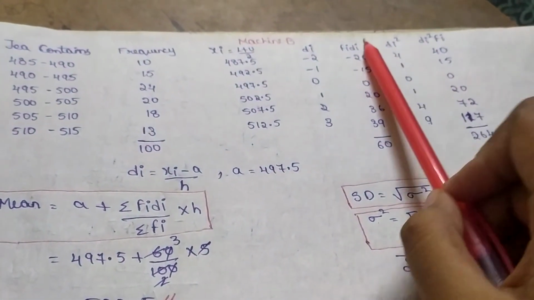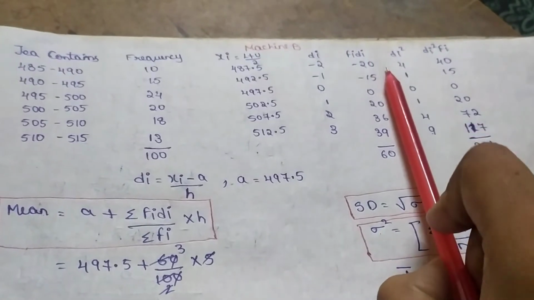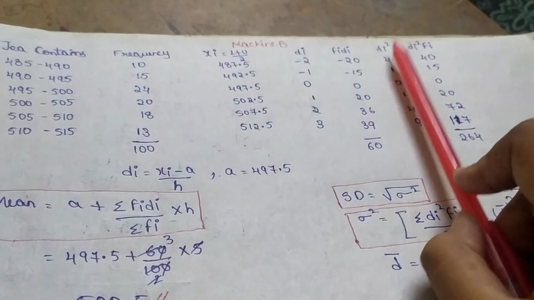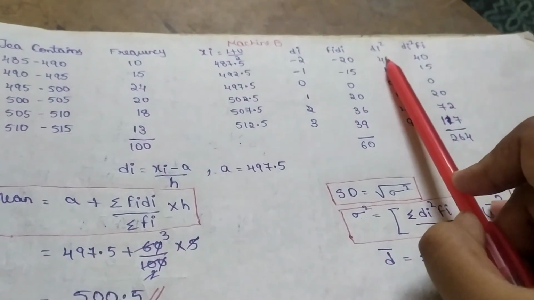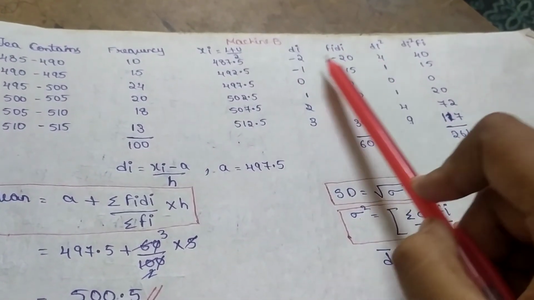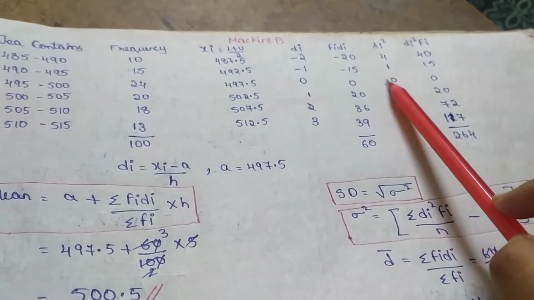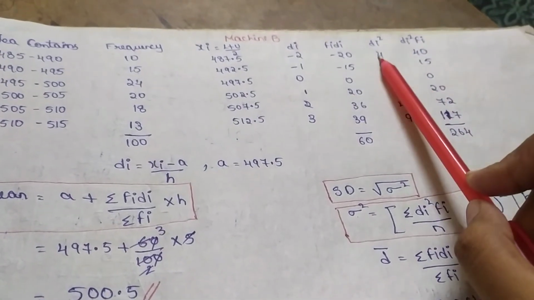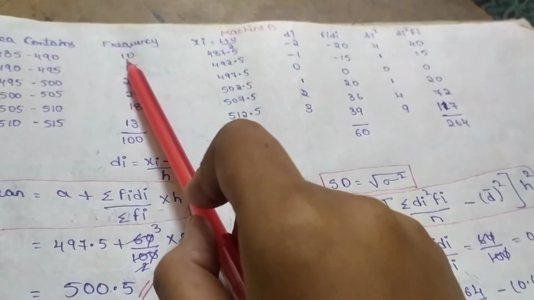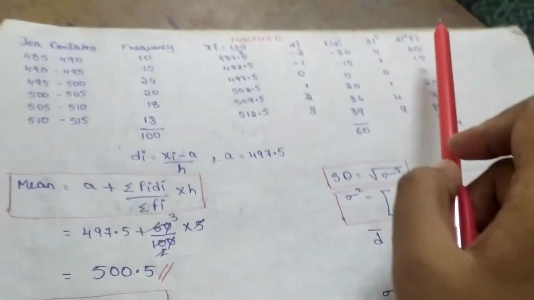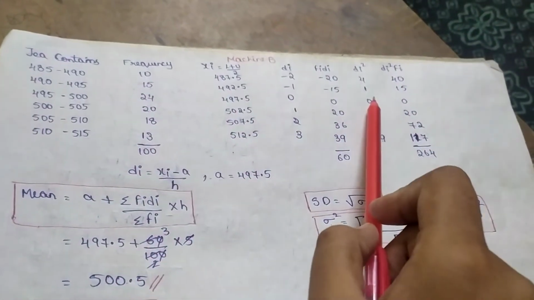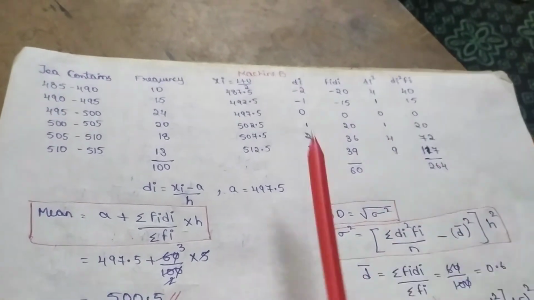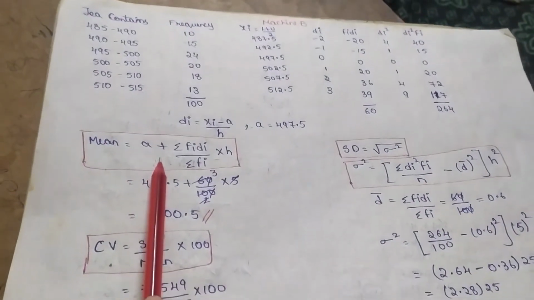With this column we completed the mean, and then we have SD to find out. For finding SD we require di square. Di square means minus 2 square is 4, minus 1 square is 1, 0 square is 0, 1 square is 1, 2 square is 4, and then di square into fi. 10 into 4 is 40, 15 into 1 is 15, 24 into 0 is 0. So that is di square fi.